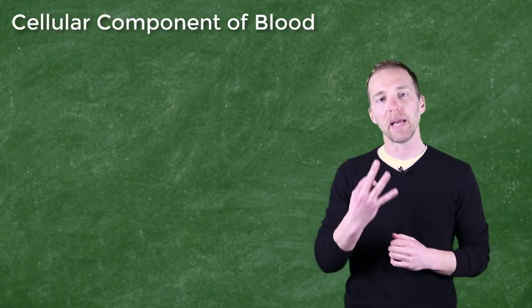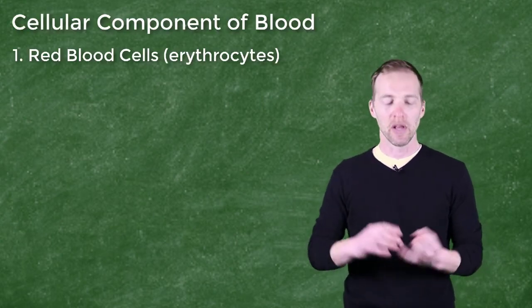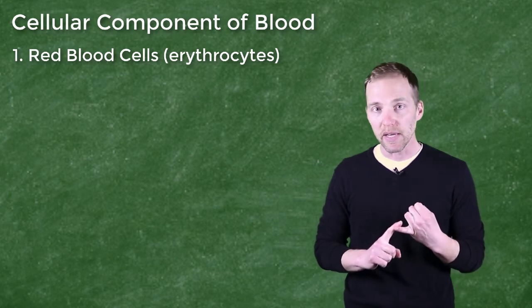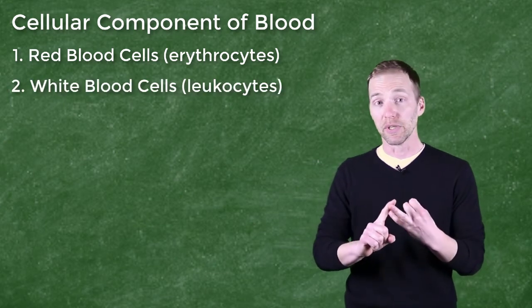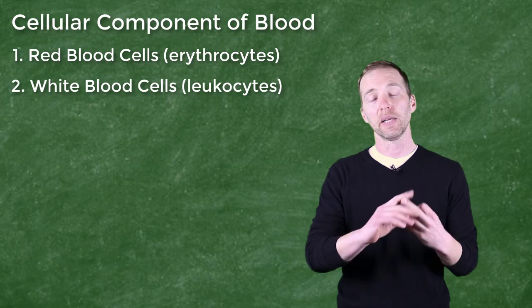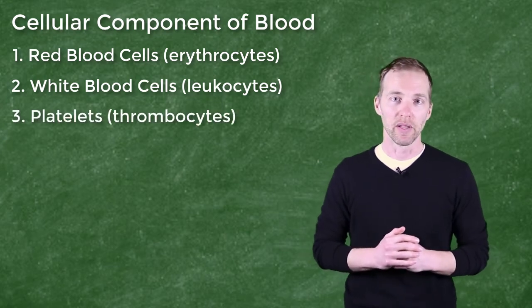And there are three main blood cells that we are going to focus on. The first one is red blood cells, or erythrocytes. We have the second type, which is the white blood cells, or leukocytes. And then finally, we're going to discuss the platelets and their role within the body.